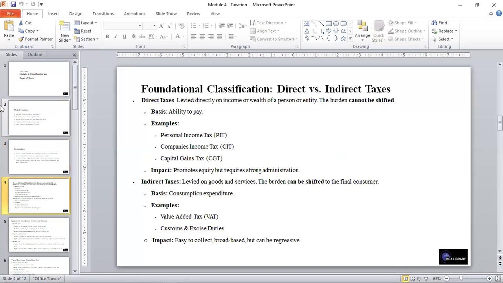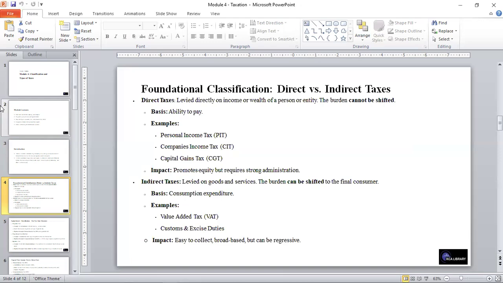Looking at direct and indirect taxes, direct taxes are taxes that are levied directly on the income or wealth of a person or entity, and the burden cannot be shifted. The basis is the ability to pay. Examples are the personal income tax, the company income tax, and the capital gains tax. The impact is that it promotes equity but requires strong administration.